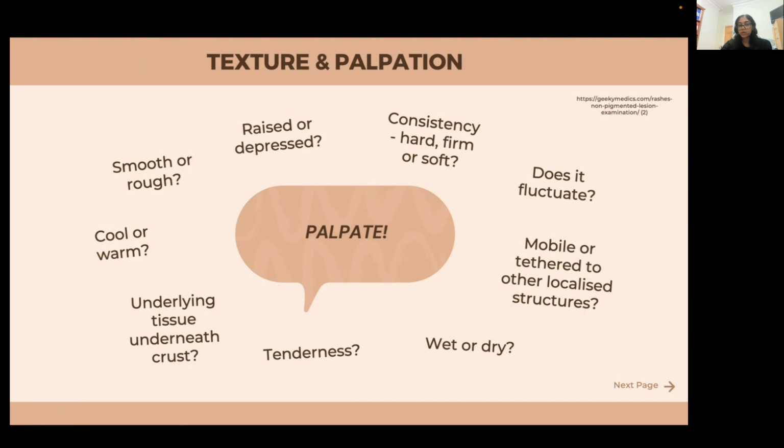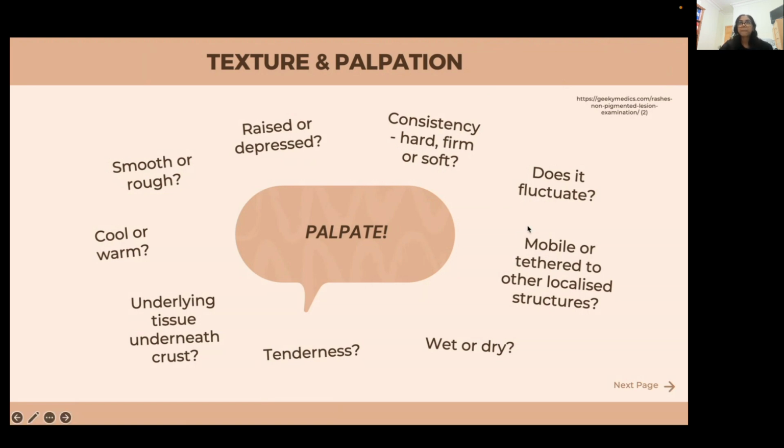Is it wet to touch? Is it dry? Is it tender? So does the patient kind of flinch in pain when you touch it? The underlying tissue for the lesion, is there crust? What's the temperature like? Is it cool or warm? And is it smooth or rough as well?